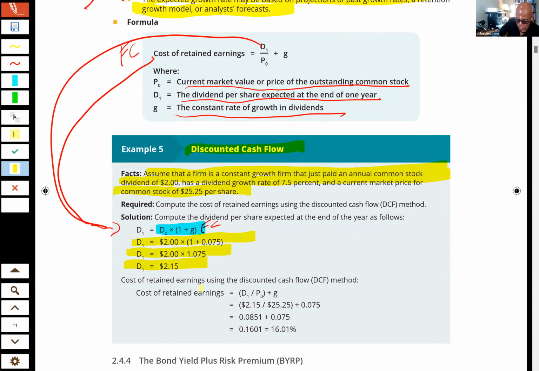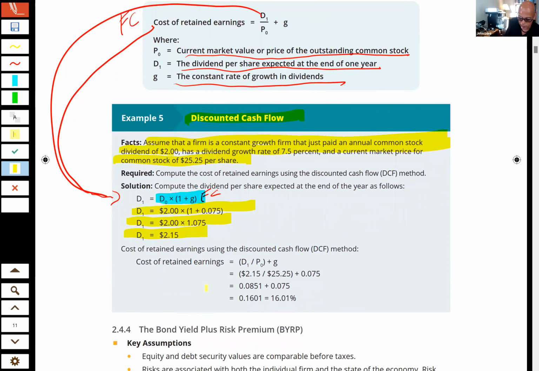which comes to $2.15. And so our cost of retained earnings using the discounted cash flow method would be, as we saw in that formula, D1 divided by P0. Here we had to come up with that D1, so you see how they got that. Then we add in the growth rate, and that gives us 16.01%, the discounted cash flow way of calculating the cost of retained earnings.